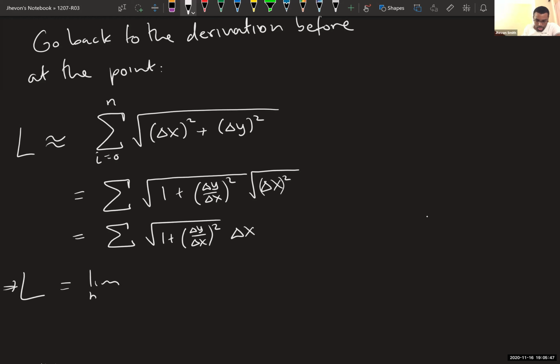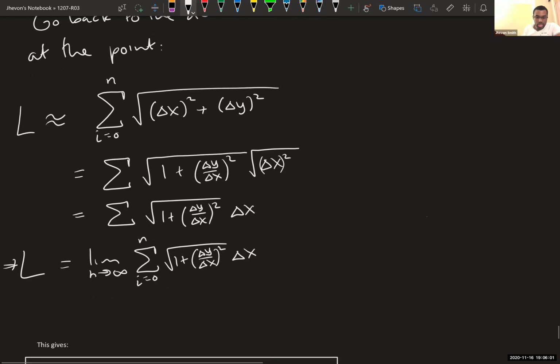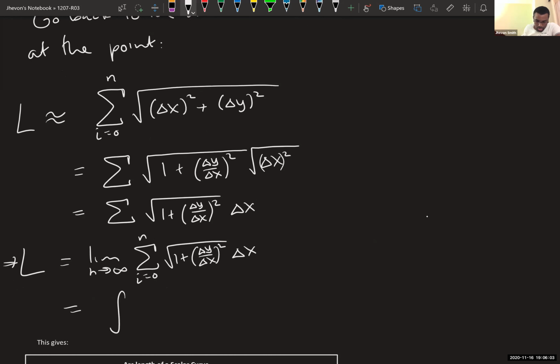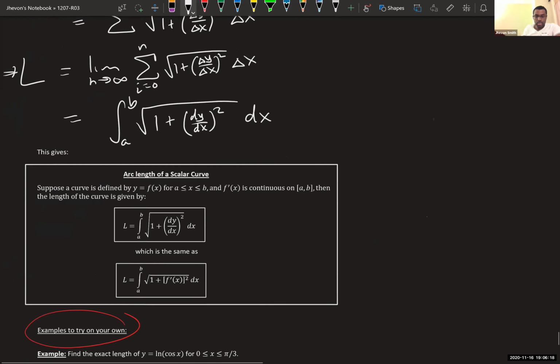same old, just take the limit as n approaches infinity of this guy. And that gives you the full length. But now there are no t's to contend with. This just becomes a straight up integral in terms of x's: 1 plus y prime of x squared, dx. Right, so that leads to this formula here.